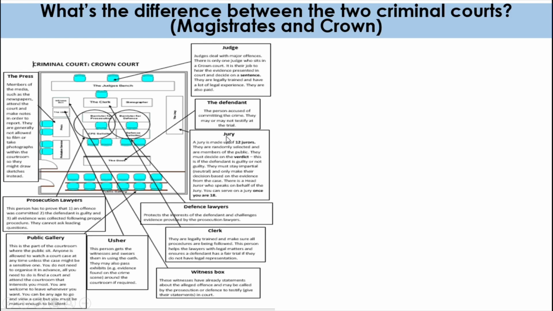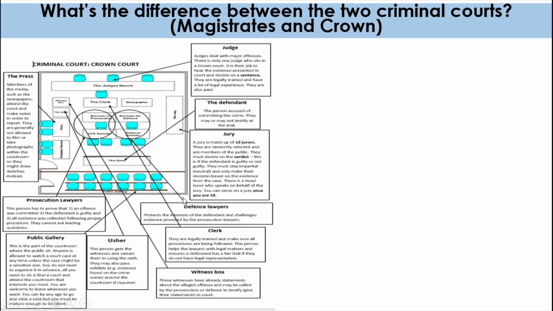In a Crown Court, you'd also find a jury. A jury is made up of 12 jurors. They are randomly selected and are members of the public. They must decide on the verdict. This is if the defendant is guilty or not guilty. They must stay impartial, meaning neutral, and only make their decision based on evidence from the case. There is a head juror who speaks on behalf of the jury. You can serve on a jury once you are 18, so long as you are on the electoral register and fulfil other criteria that you look at in another video in the Rights and Responsibilities folder.